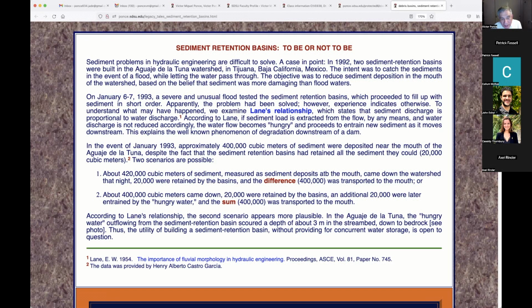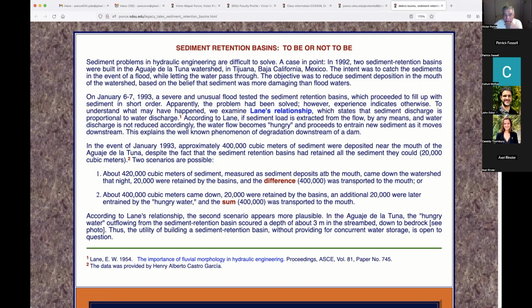In the event of January 1993, approximately 400,000 cubic meters of sediment were deposited near the mouth of the Aguaje de la Tuna, despite the fact that the basins had retained all the sediment they could, which was 20,000. So see what happened. The basins were designed to retain 20,000 because that's all they could. That's all that could fit into the low dams that they had built. They didn't do the calculation, so they did it for 20,000.